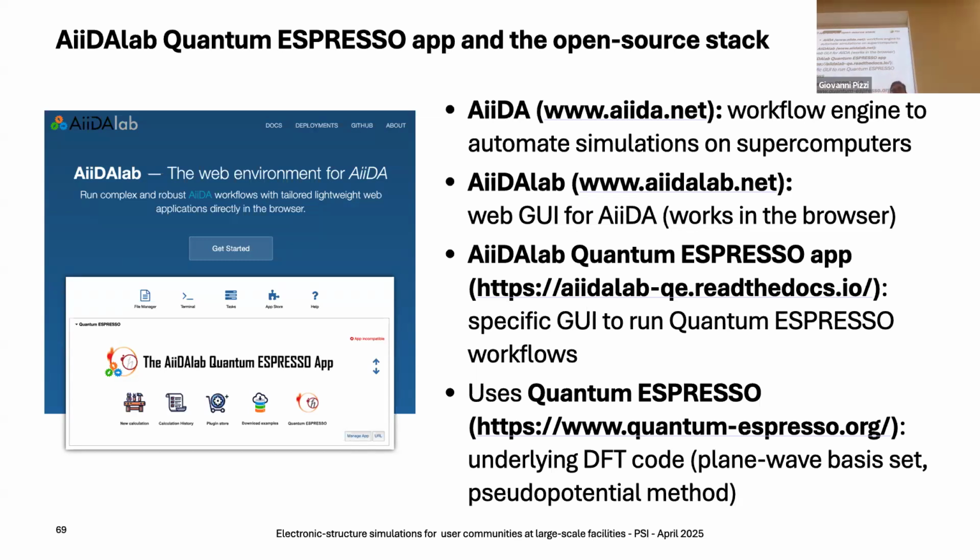So there is AiiDA itself, which is a workflow engine. There is an AiiDA Quantum ESPRESSO plugin, which knows exactly about Quantum ESPRESSO, but AiiDA is much more general. There are 150 plugins nowadays, also beyond DFT, also for atmospheric simulations, weather and climate, and so on.